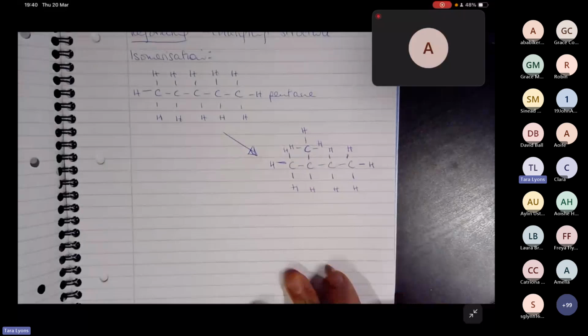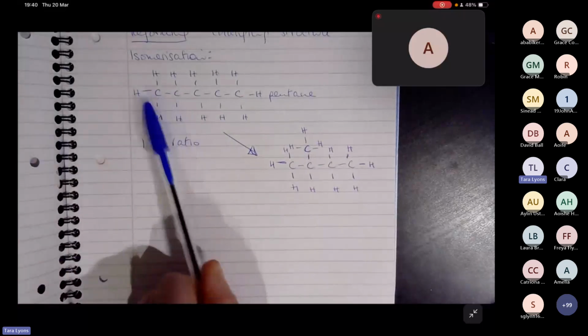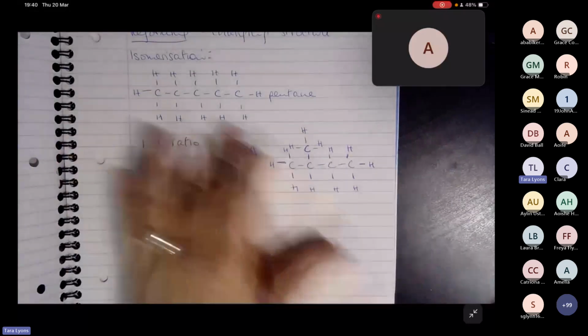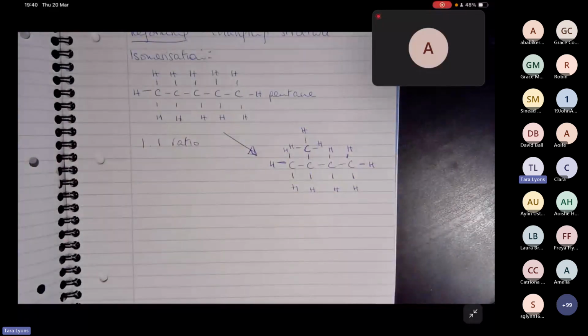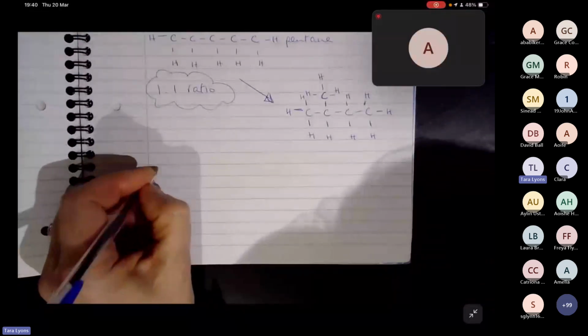Now what I want you to note is that it's a 1:1 ratio. One molecule that's long and straight becomes one molecule that's shorter and branched. This is just an example of isomerization. They don't have to use pentane, but they have used it in the past. Next guy is called catalytic cracking, which we've already met.